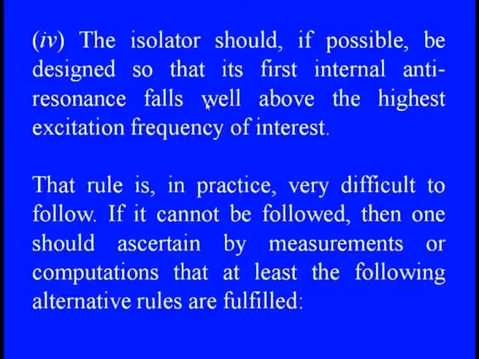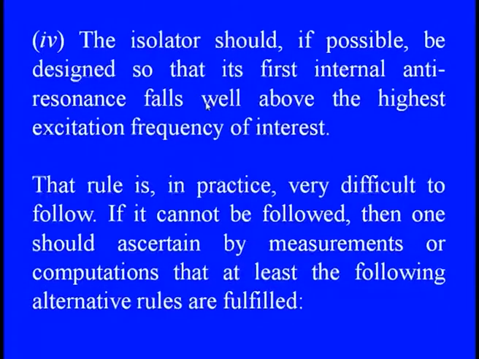And finally, the isolator should be designed in such a way that the first internal anti-resonance falls well above the highest exciting frequency of our interest. Say we want to design up to 300 hertz or 200 hertz, it should fall above that. But this rule is very difficult to follow, and if we cannot follow it, then we can ascertain these things by measurement, or by computing the characteristic roots, so that at least the alternative rules can be fulfilled.